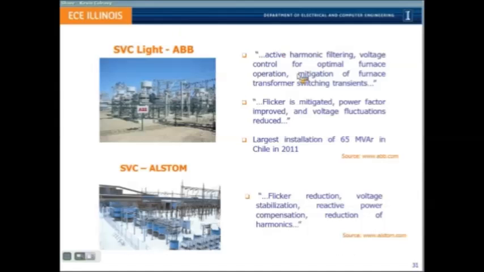And in some of the industries, there are a lot of manufacturers of static compensators. This product, SVC Light, was introduced in 2010 by ABB, and they have done voltage compensation also. They make use of another inverter which is inserted in series. So active harmonic filtering, voltage control, and mitigation of furnace transients, and so on. And the largest installation was found in Chile in 2011. And this is manufactured by Nokian Capacitors, which was subsequently taken over by Alstom.